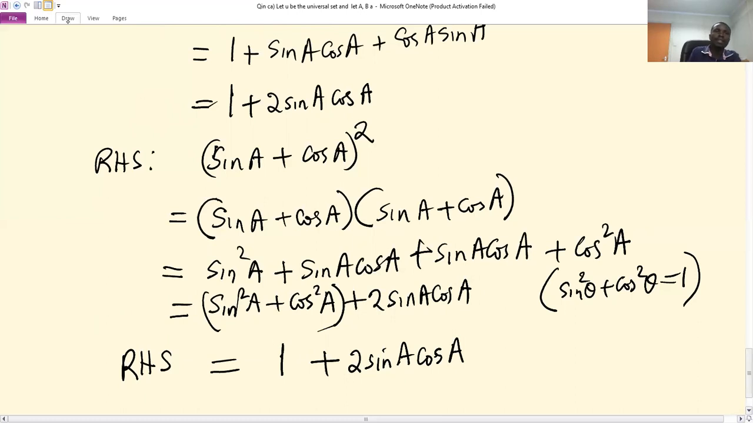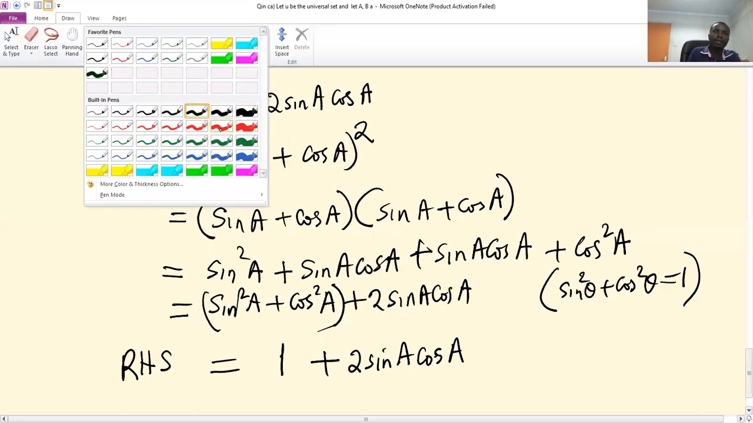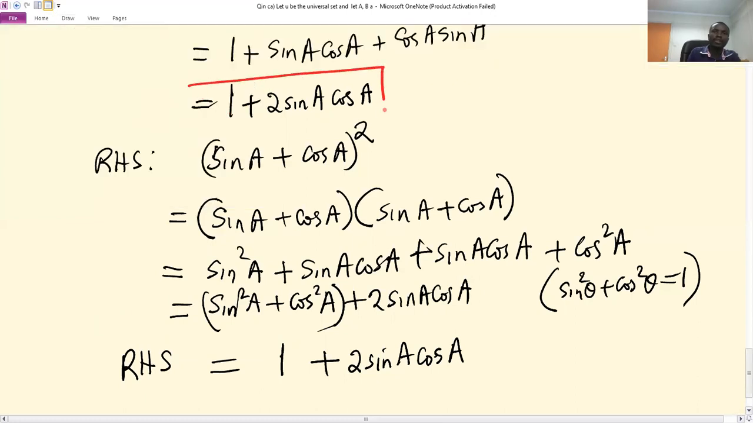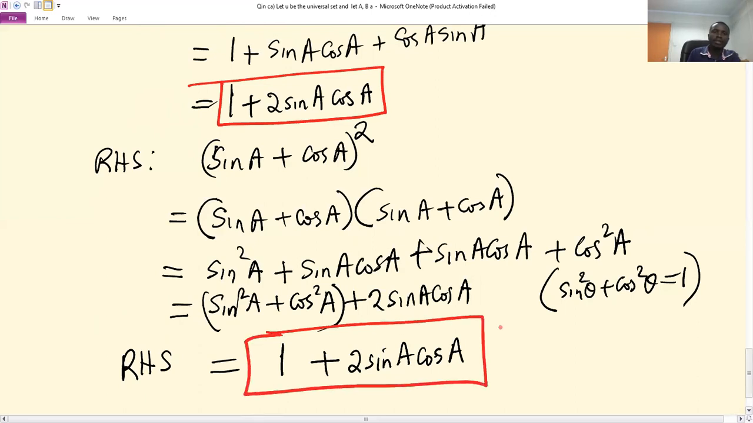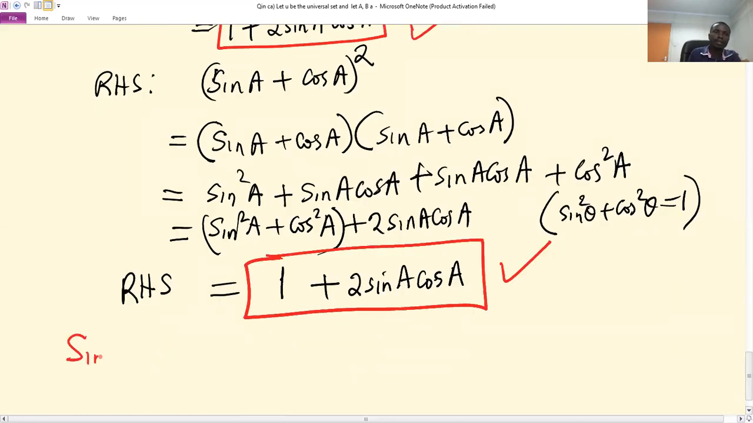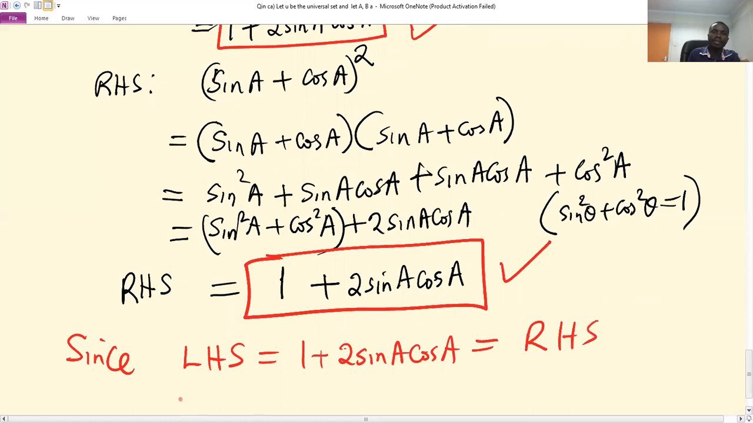But you see, the simplification on the left-hand side agrees with what we have as simplification on the right-hand side. So you conclude, since left-hand side equals 1 plus 2 sine A cosine of A, which is the same as right-hand side, then the identity holds. So that's how we prove that.